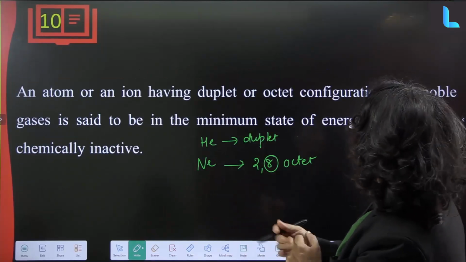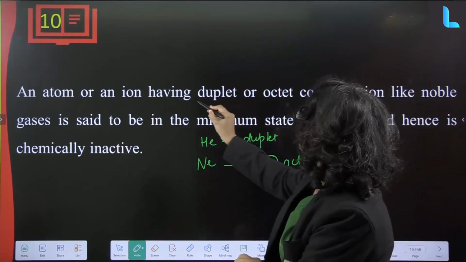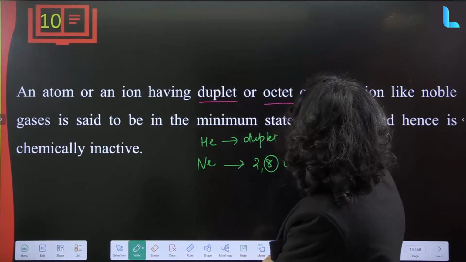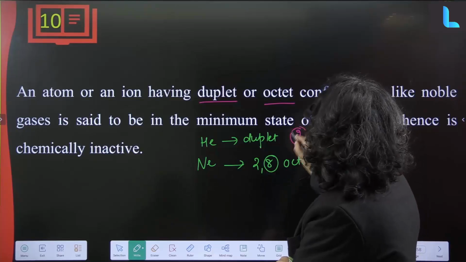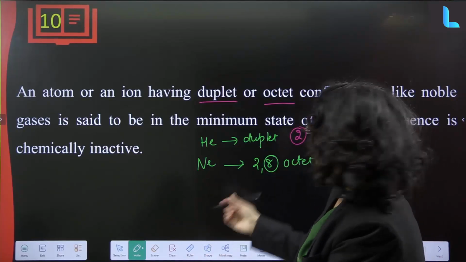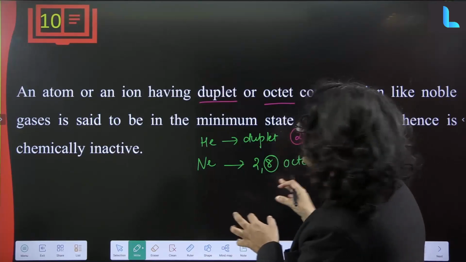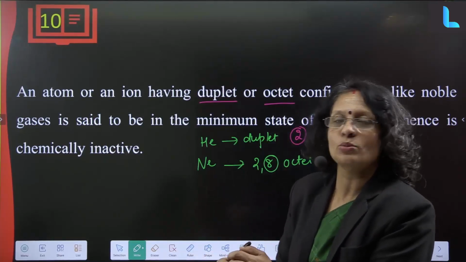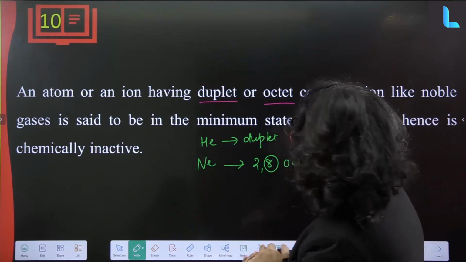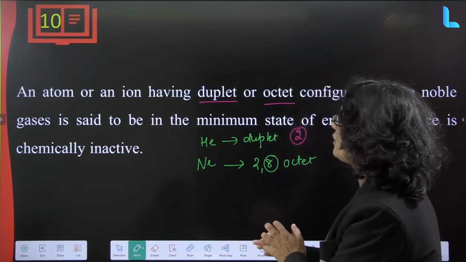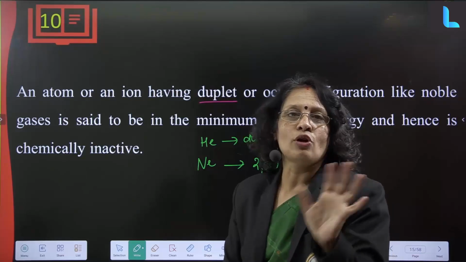Now, an atom or an ion having duplet or octet configuration: duplet means the outermost 2 electrons are completed, and octet means the outermost 8 electrons are completed. Here 2 electrons are there, so this is called duplet, and here 8 electrons are in the outermost orbit, which is called octet. When they have this kind of configuration, they are considered very stable. Noble gases are said to be in a minimum state of energy, hence chemically inactive. That is why noble gases have another name, inert gases, because they are non-reactive.